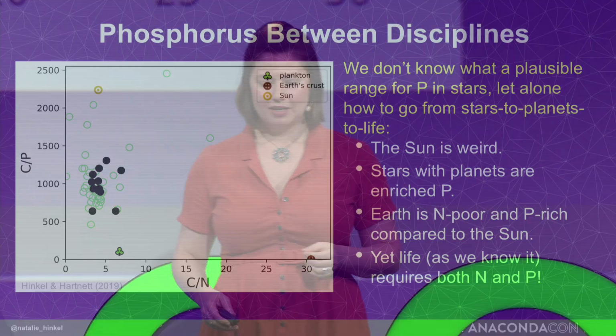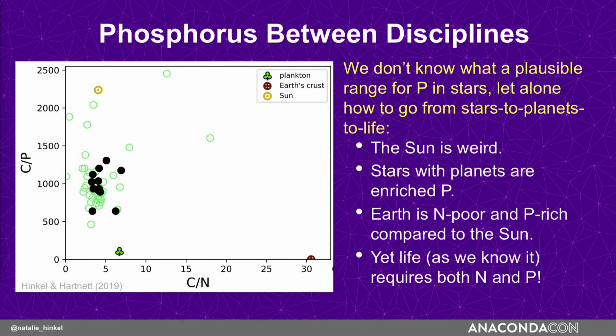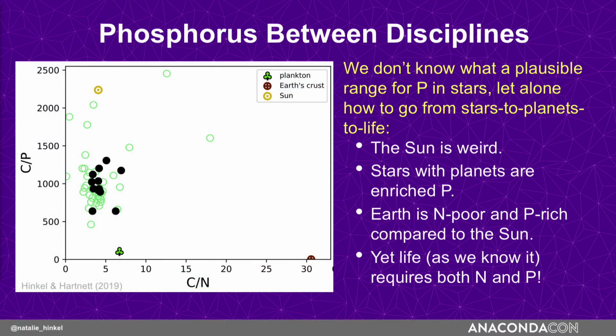Cool. We know that the Earth is nitrogen poor and phosphorus rich compared to the sun, yet we also know that we need both nitrogen and phosphorus for life. In fact, when we came down to it, we realized that life, this little green clover thing, more closely resembled the star than it did the planet. But this is only 92 stars. This is not actually enough to build a whole science case off of. This is not statistically significant.